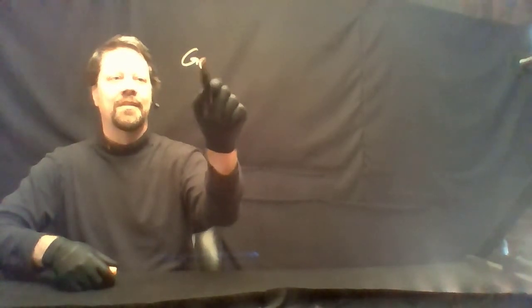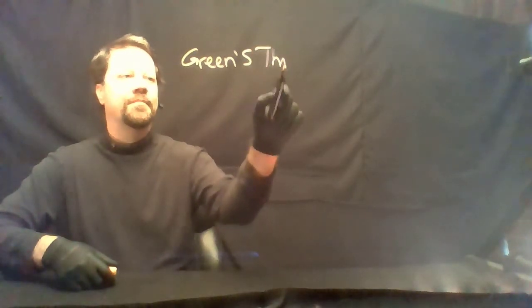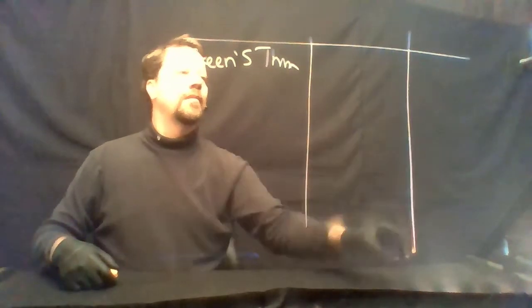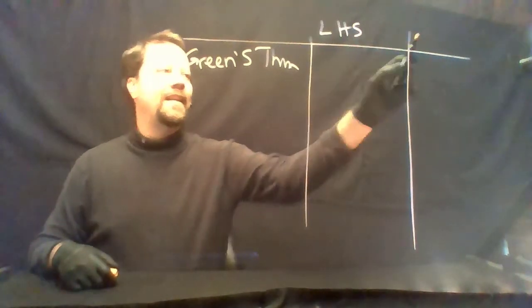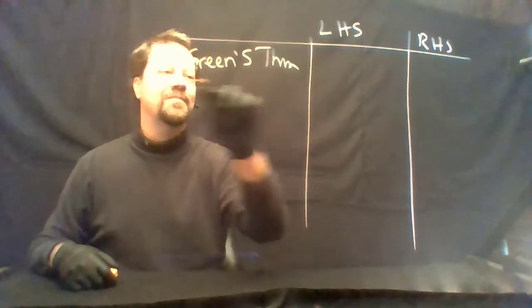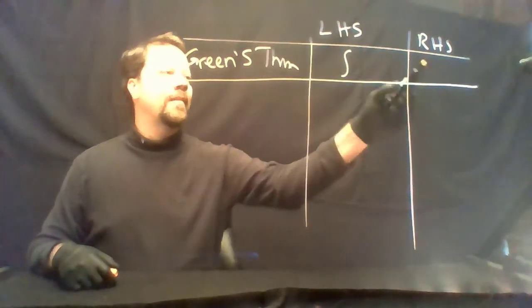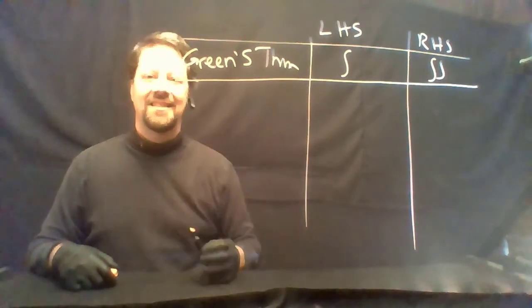We're only going to talk about 3 problems: verify Green's theorem, verify Gauss's divergence theorem, and verify Stokes's theorem. We can categorize these as follows. In Green's theorem, you have a left-hand side and a right-hand side. The left-hand side involves a single integral. The right-hand side involves a double integral.